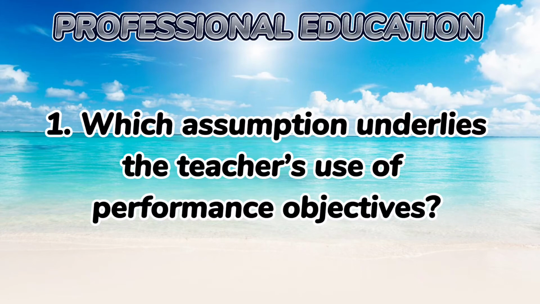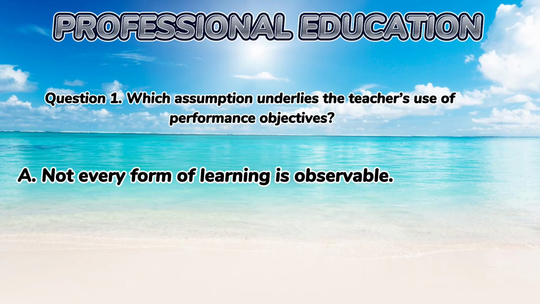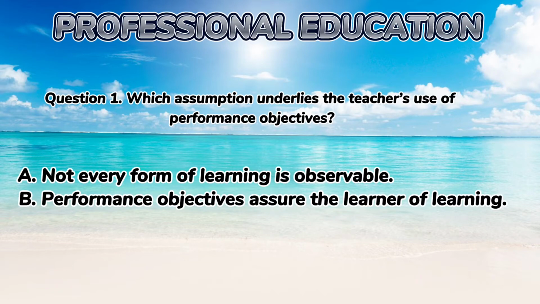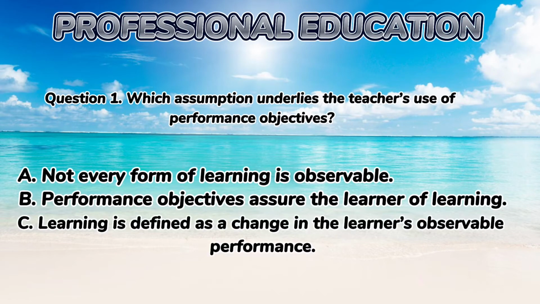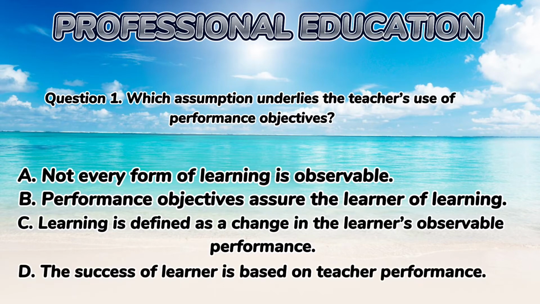Question number 1. Which assumption underlies the teacher's use of performance objectives? Choices are: A. Every form of learning is observable. B. Performance objectives assure the learner of learning. C. Learning is defined as a change in the learner's observable performance. D. The success of the learner is based on teacher performance.